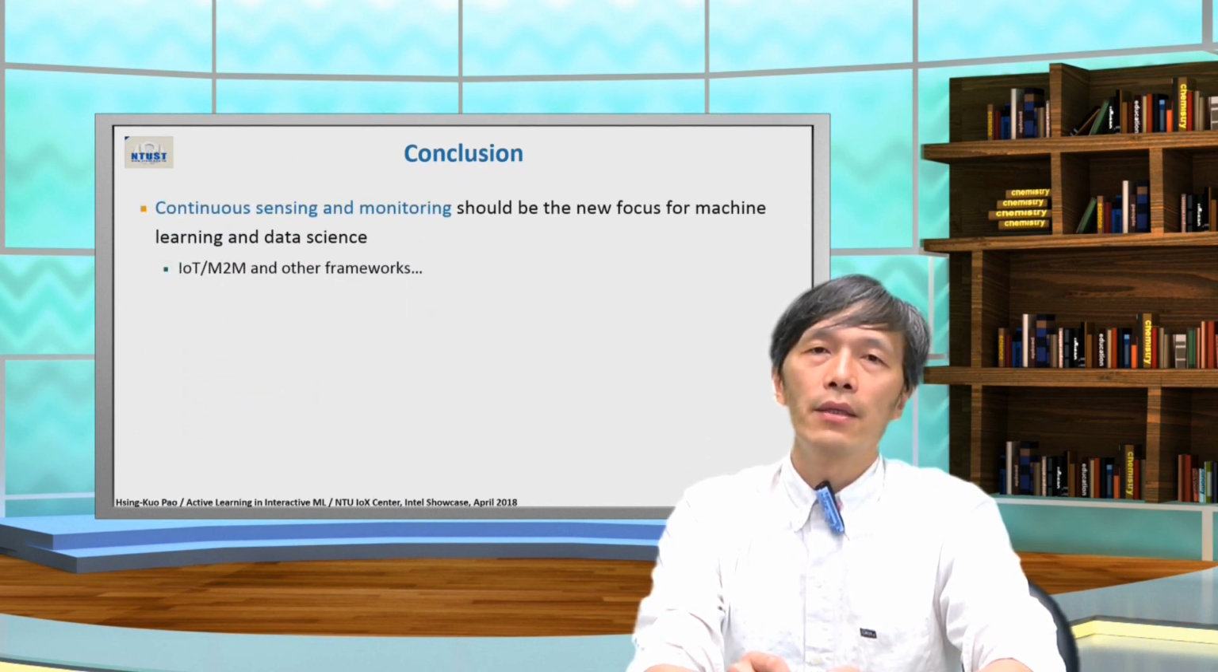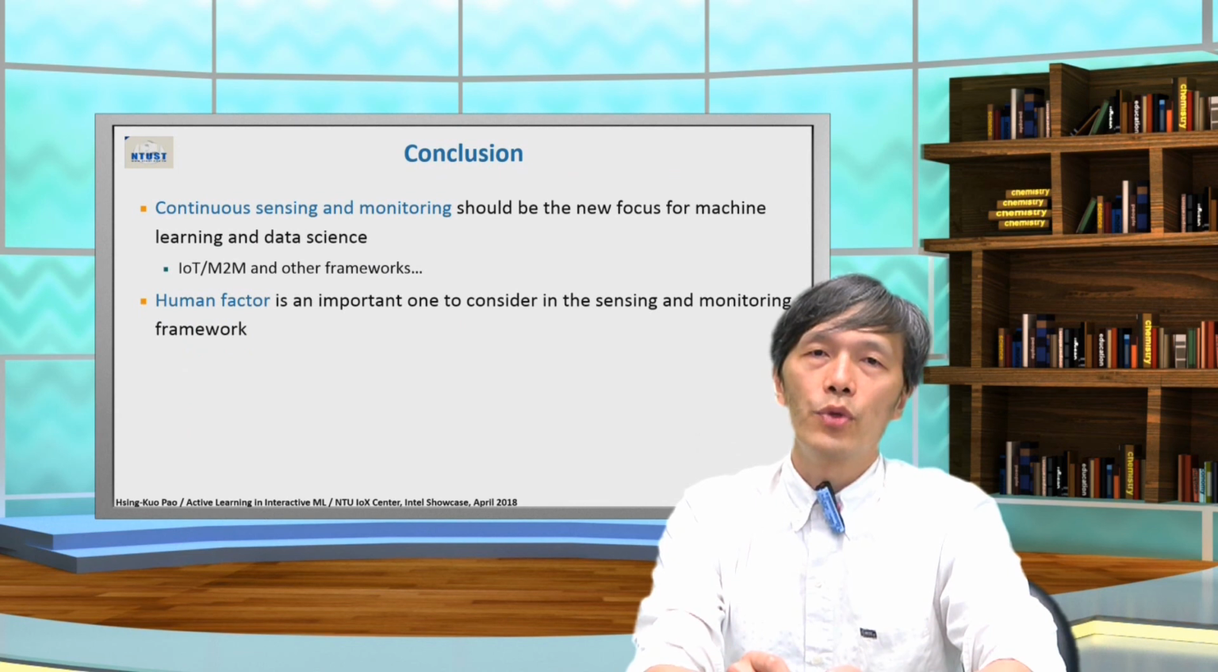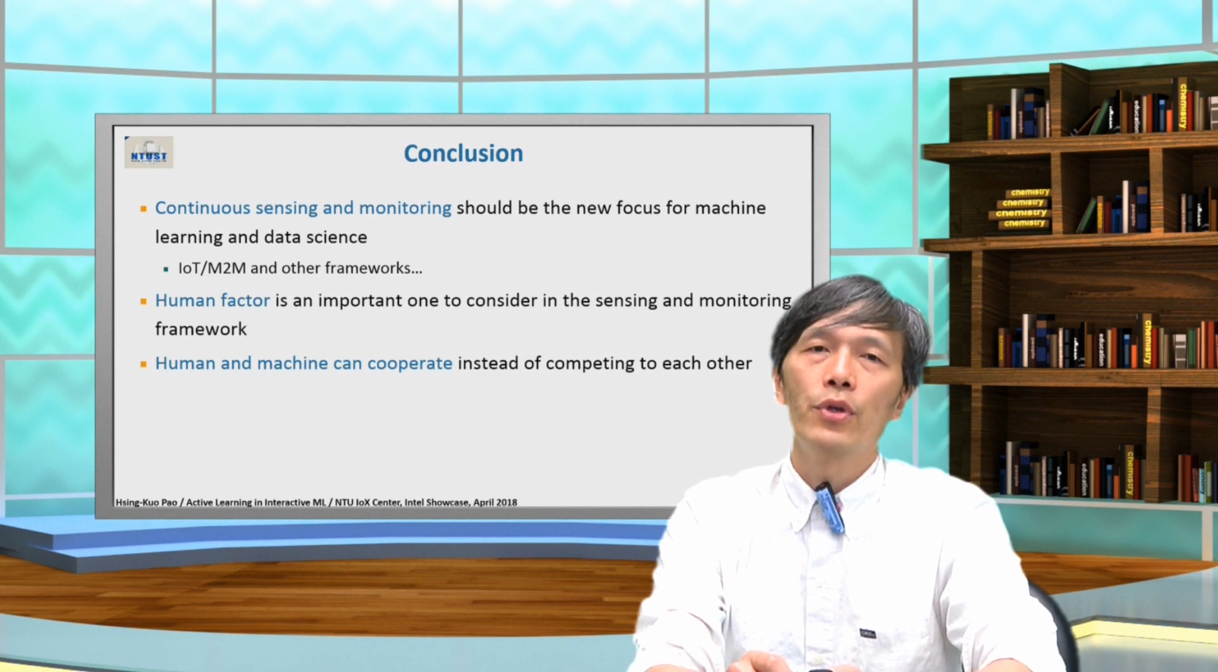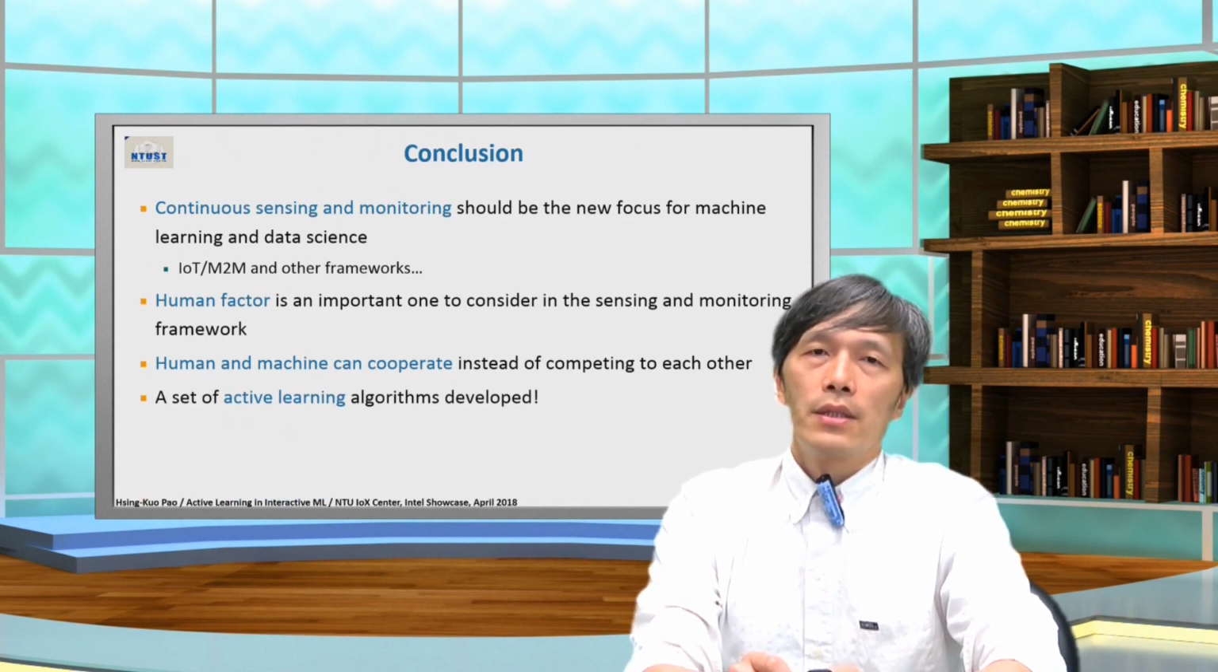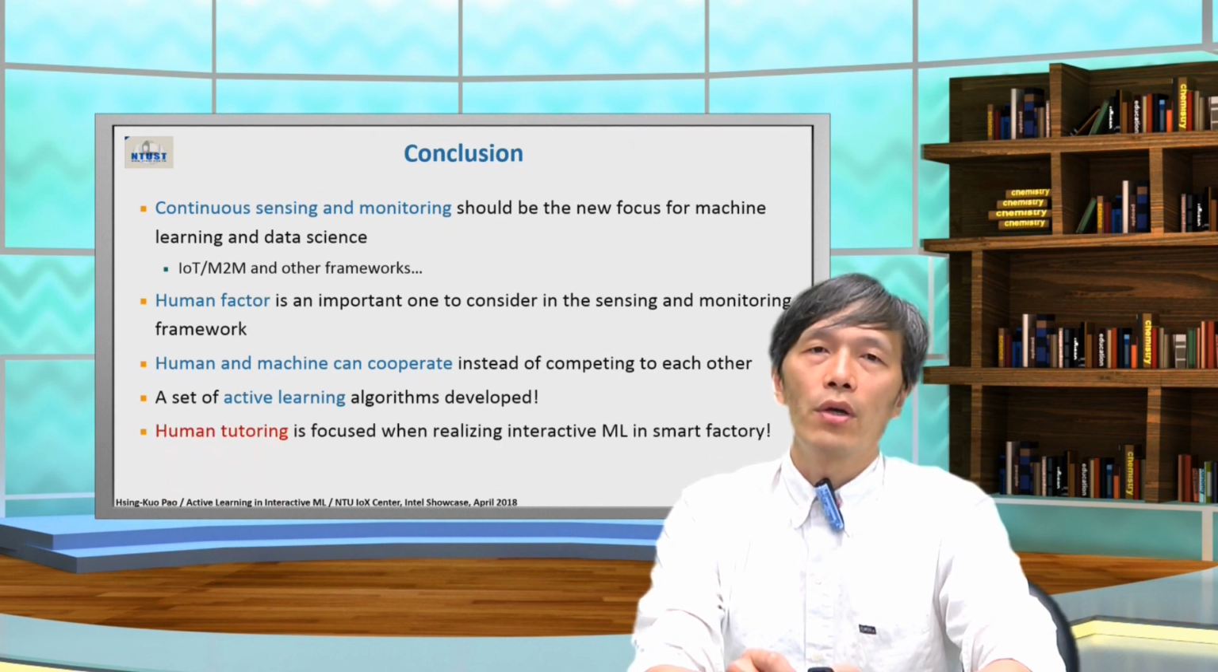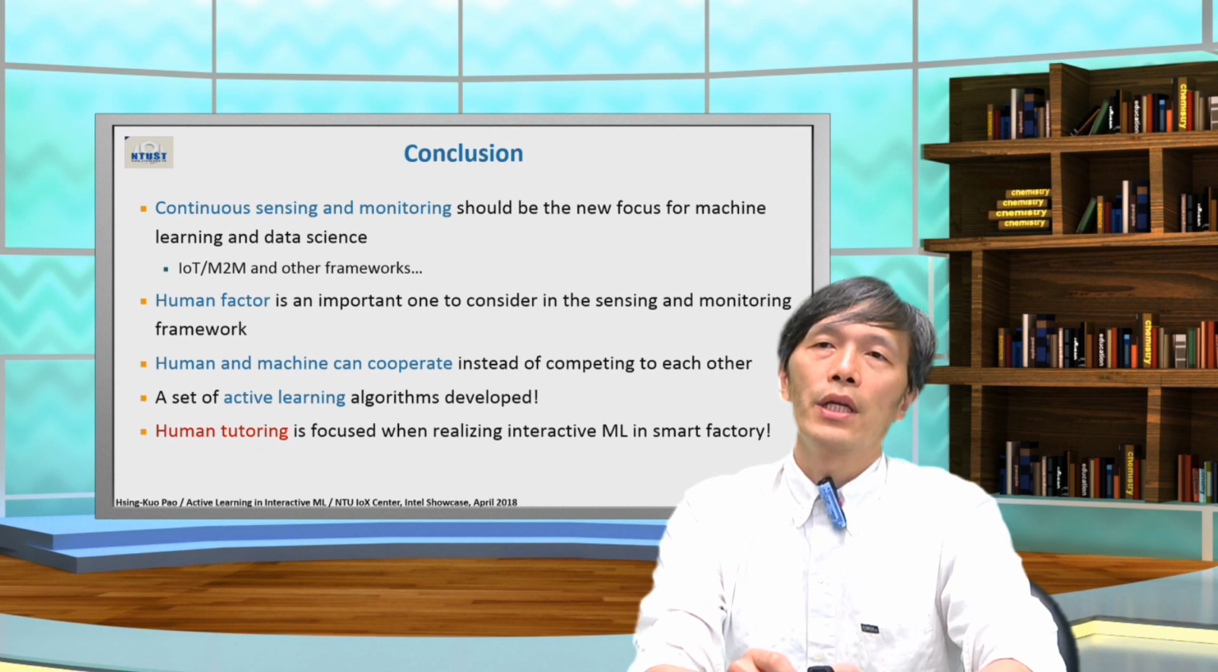So that's basically my report on continuous sensing and monitoring. We have a few publications in these few years, and starting from that, we also have some work on active learning. To move beyond that, we will focus more on human tutoring, and hopefully, in this year and next year especially, we can deploy the framework in a smart factory environment. Thank you.